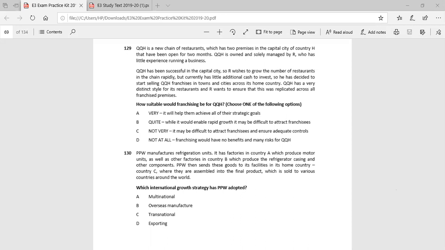Overseas manufacture, where are they manufacturing? PPW then sent these goods. It says that it manufactures refrigeration units. It has factories in country A which produce motor units. Manufacturing is done in the home country. They are selling these to other countries, sending them there, assembling them, and selling them in various countries. Okay, so is it multinational? Is it overseas manufacture, transnational, or exporting?